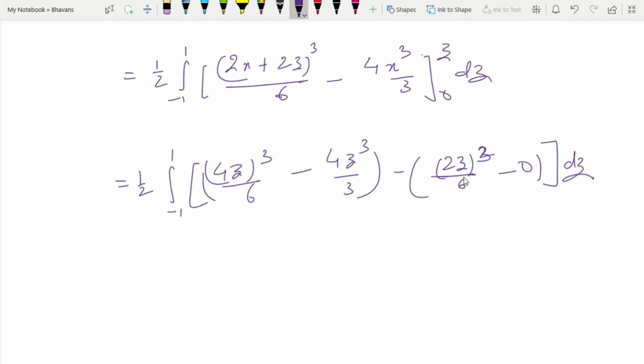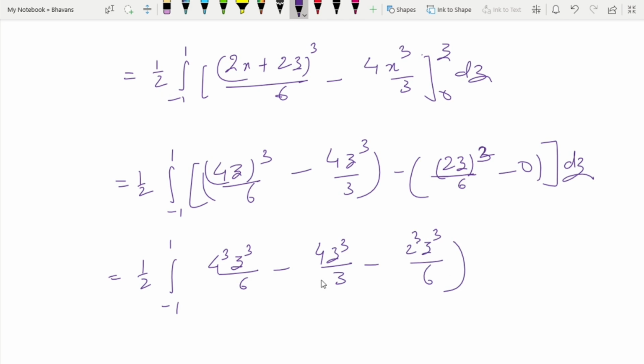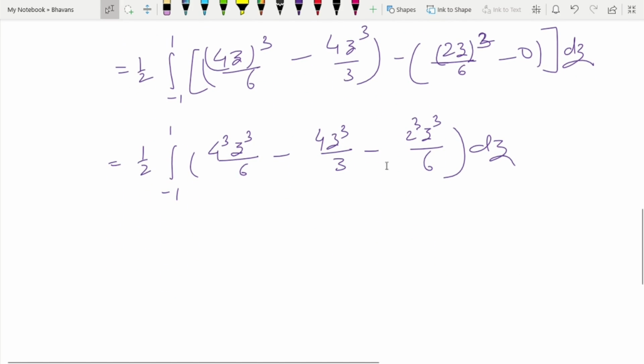2z raised to 3, right? Upper limit minus lower limit. Now this is correct. Now it is half integral minus 1 to 1, 4 cube z cube divided by 6 minus 4 z cube divided by 3 minus 2 cube z cube divided by 6, and the integration. So there we have around half.